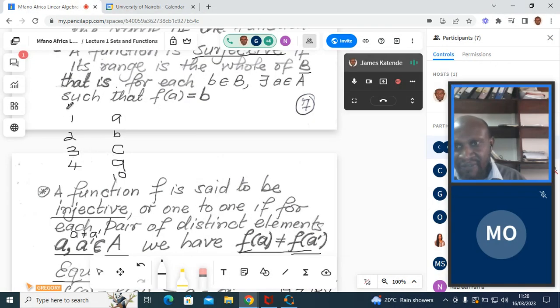So here we have the domain, let's call it A. The codomain, we call it capital B. And then we have our function f, which sends elements from A to elements in B. So one-to-one simply means the following.